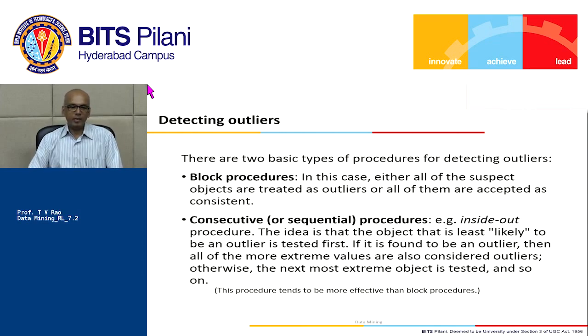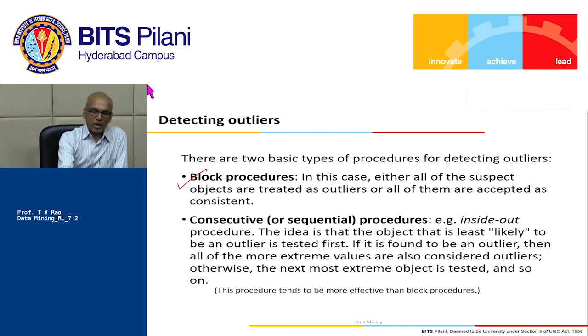So for detecting outliers with statistical techniques, we can take 2 approaches. One is the block procedure. Here we treat the suspect objects as outliers at once. We look at the entire data, and then we try to recognize the suspect objects using some technique at once with respect to all the data.